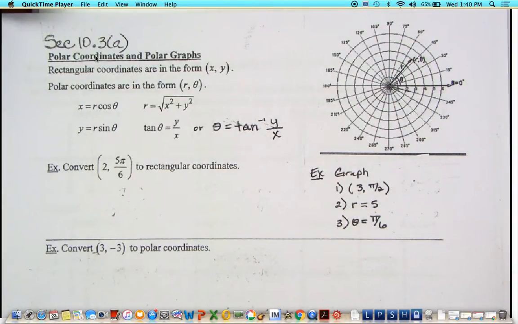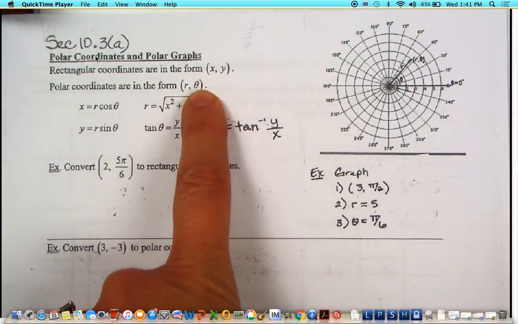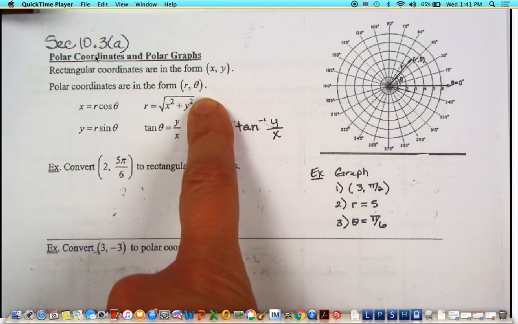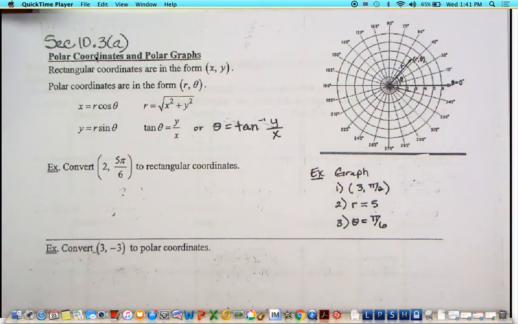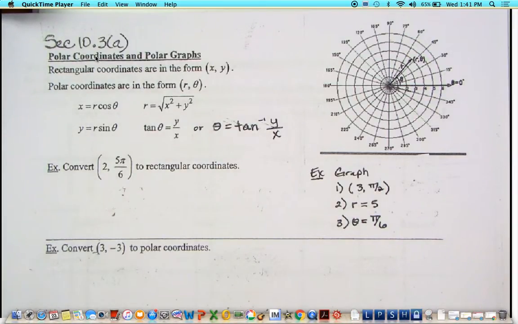Okay, so here we go. Polar coordinates and graphs. We talked a little bit about it the other day, right? This is a polar grid. And whenever you graph polar coordinates, they're listed as what? R, theta, the radius and then the angle. But what do you have to look at first? The angle, right? You have to look at the angle first whenever you're going to plot a point.